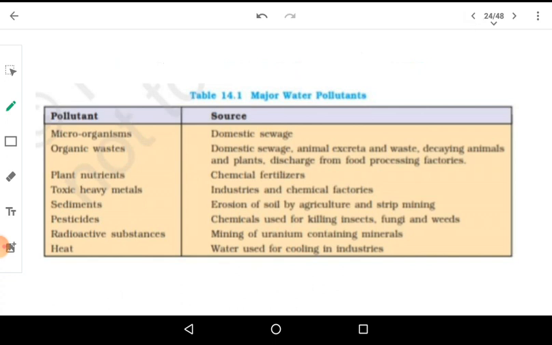Let us now see the major water pollutants. We have microorganisms, which are produced from domestic sewage. Organic waste, which is produced from domestic waste, animal excreta and waste, decaying animals and plants, and discharge from food processing factories. Plant nutrients, which include chemical fertilizers. Toxic heavy metals, which come from industries and chemical factories. Sediments, which are caused by the erosion of soil by agriculture and strip mining. Pesticides, which are the chemicals used for killing insects, fungi and weeds. Radioactive substances, which are caused by the mining of uranium containing minerals, so this is important. And the last one is heat, which is released by the water used for cooling in thermal industries.